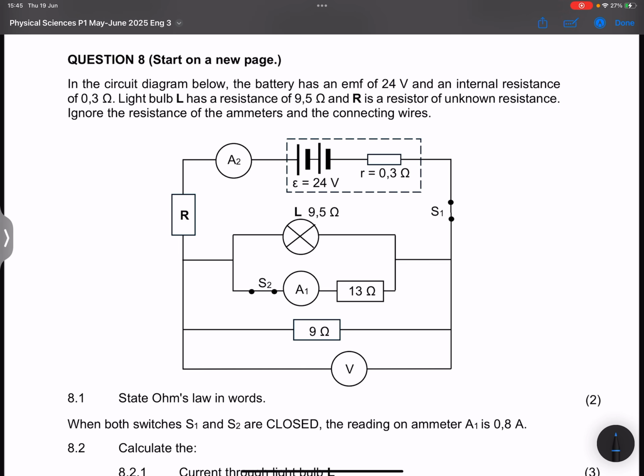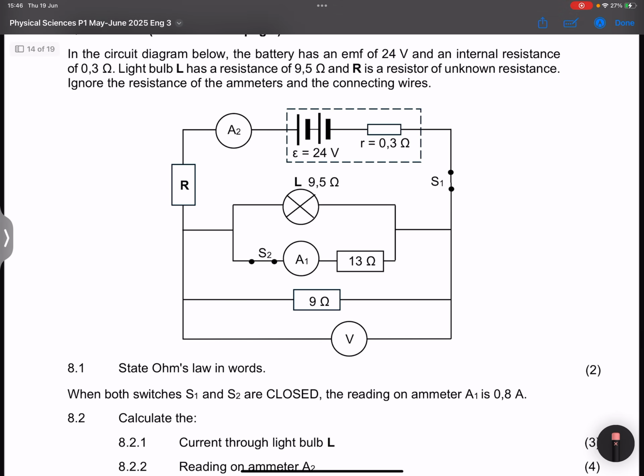Right, let's go right into it. They say to us we've got a circuit. In the circuit diagram below, we've got a battery with an EMF of 24 volts, and an internal resistance of 0.3 ohms. They say light bulb L has a resistance of 9.5 ohms and R is a resistor of unknown resistance. Ignore the resistance of the ammeters and connecting wires. Firstly, state Ohm's law in words.